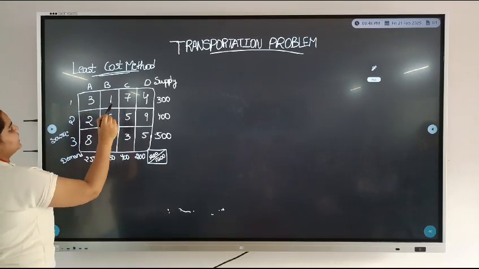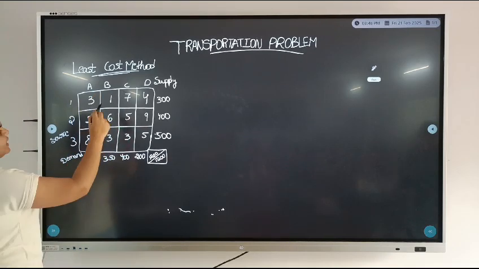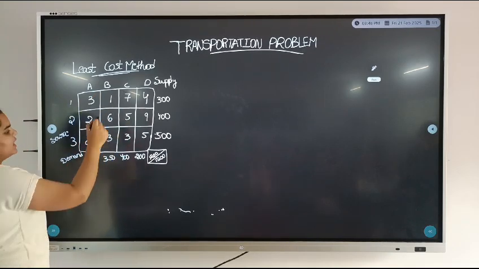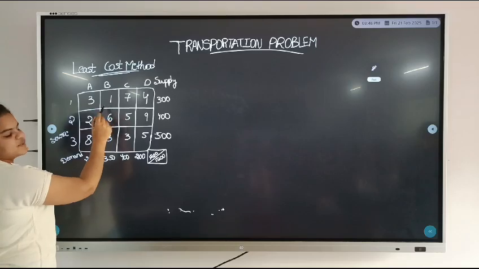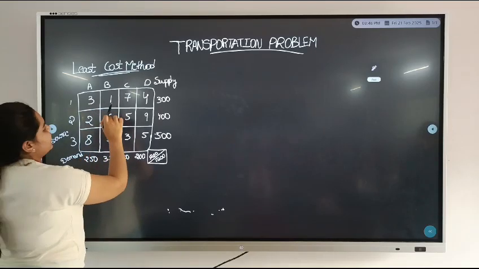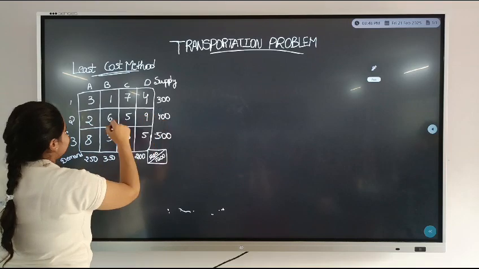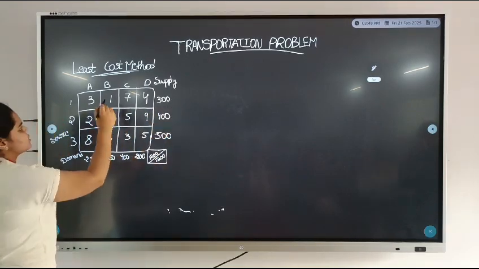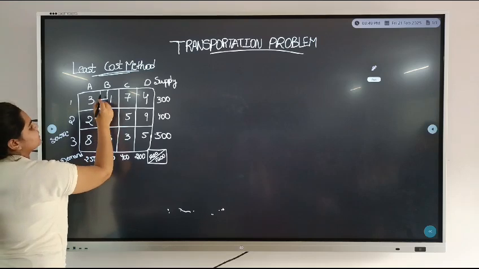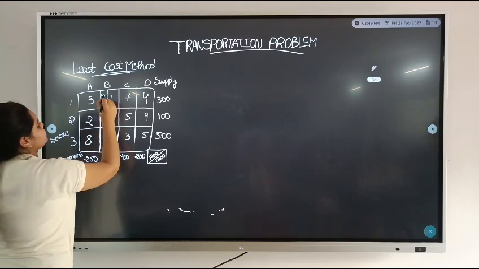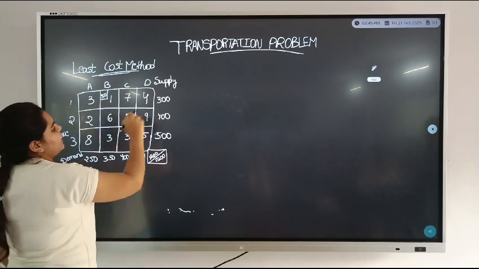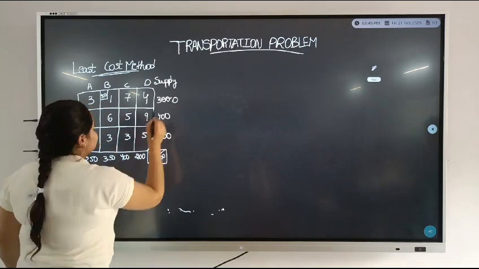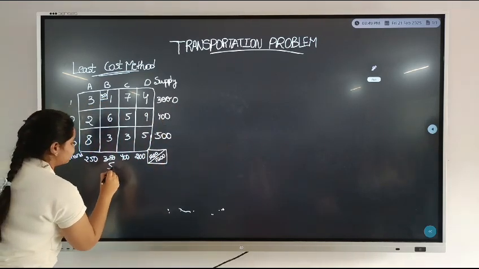First I need to take the least cost, right? So I will take the least value in this box. In this box, the least value is 1, right? For 1, supply is 300 and demand is 350. Of these two, the least number is 300. So I will take here 300. Now subtracting 300, this will be 0, and here the remainder is 50.